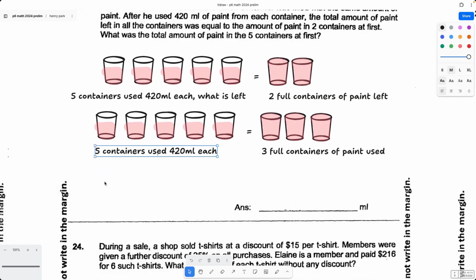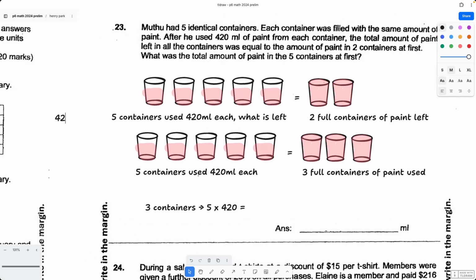Right. So for this, that means 3 containers is equal to 5 times 420 ml, right? So let's do that. It's just 42 times 5. Okay, so with this, 2 times 5 will be 10. Then we'll put 1 here. 4 times 5 is 20 plus 1, 21. So it will be 2100 milliliters.